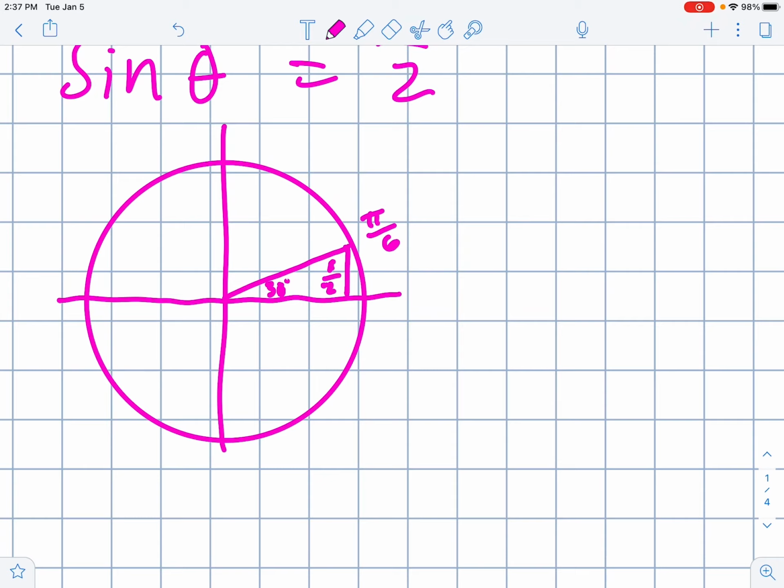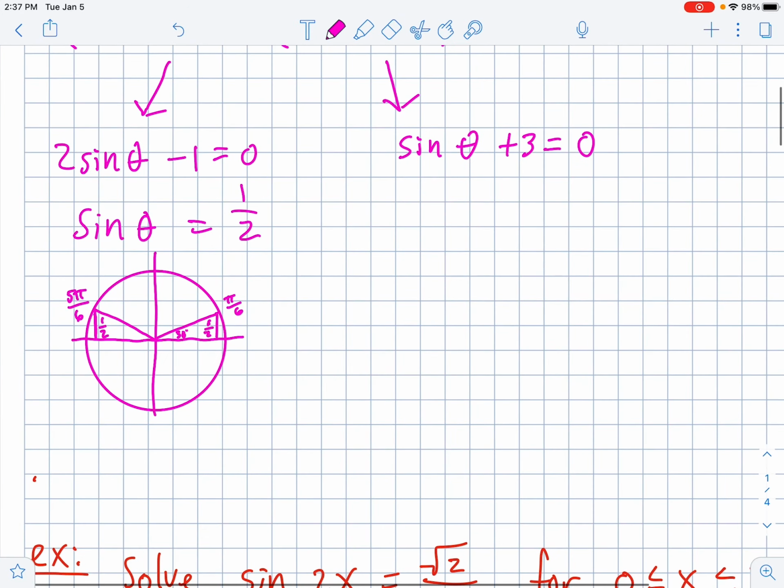But it's not the only time that sine is positive 1/2 within the circle. Because if you flip that triangle over to the second quadrant, you get a matching triangle over here that also has a height of 1/2 for the triangle. So this would be 5 pi over 6. So for this right here, theta is equal to pi over 6 and 5 pi over 6. Now I have to solve this one and add those answers as well.